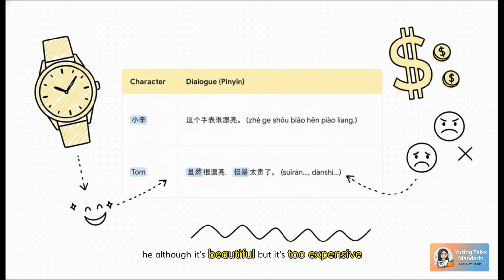He says, although it's beautiful, but it's too expensive. See how he acknowledges her point first before introducing his own? That is a classic, natural way to use this structure.